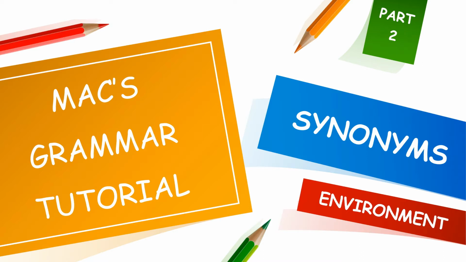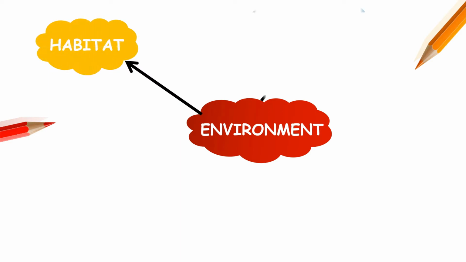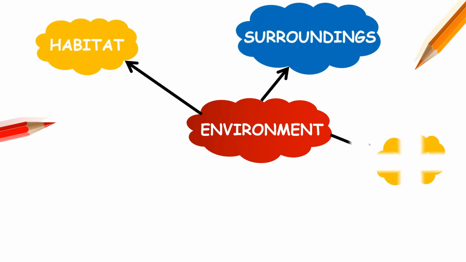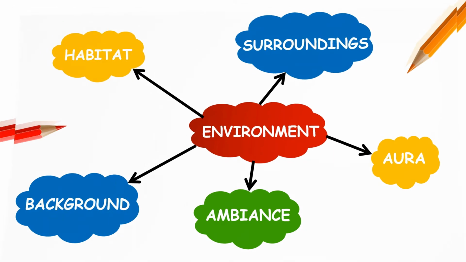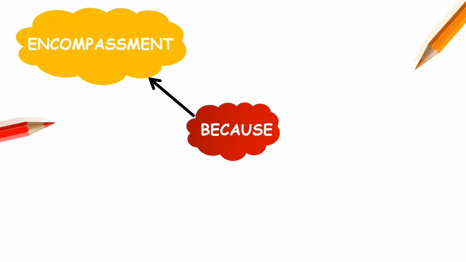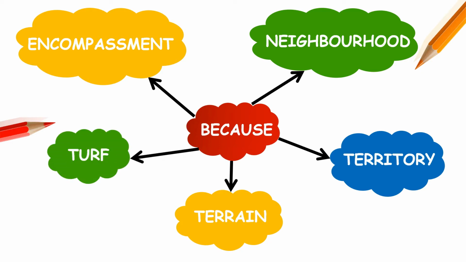In today's video, we will be seeing the different synonyms of the word environment. The different synonyms of the word environment are habitat, surroundings, aura, ambience, background, encompassment, neighborhood, territory, terrain, and turf. Now, we will be seeing every synonym in detail with examples.